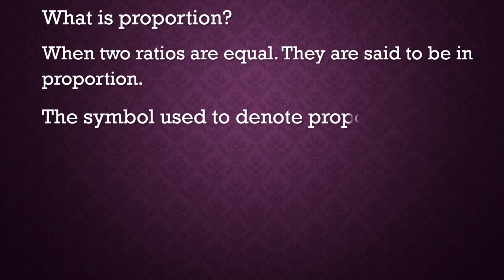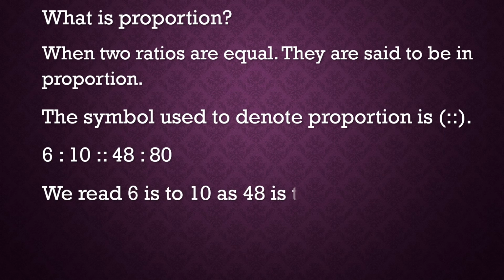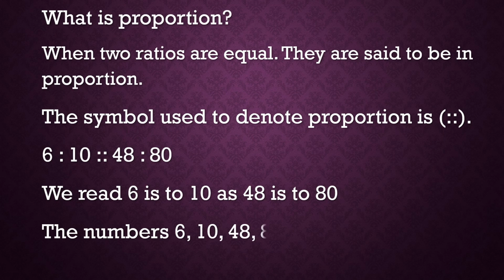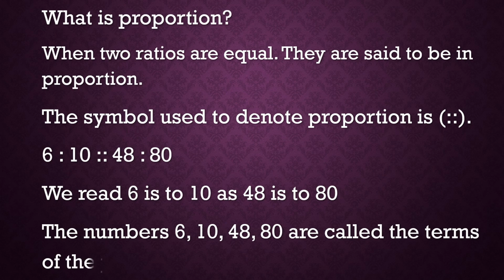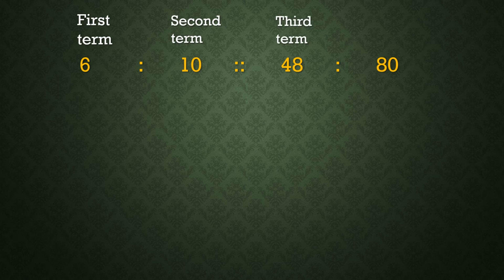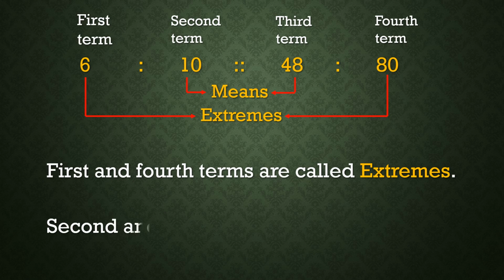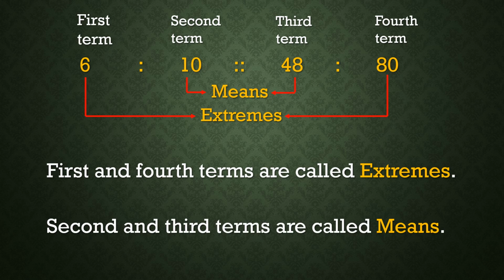The symbol used to denote proportion is this. We read 6:10 as 48:80. The numbers 6, 10, 48 and 80 are called the terms of the proportion. In 6:10 as 48:80, 6 is called first term, 10 is called second term, 48 is called third term and 80 is called fourth term. First and fourth terms are called extremes and second and third terms are called means.